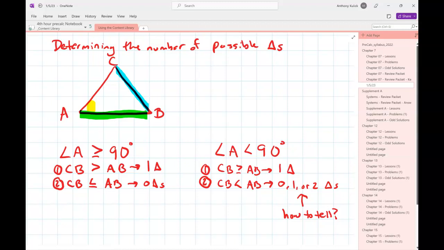And the question left here is, how do I tell, right? If it's going to be 0, 1, or 2. Have to have a way to be able to decide. Let's look at an example and we'll work out how to do that.